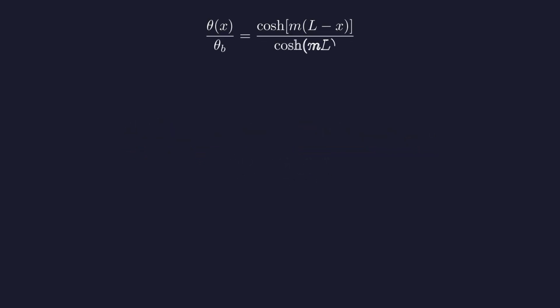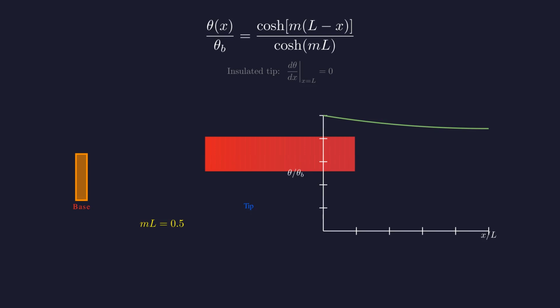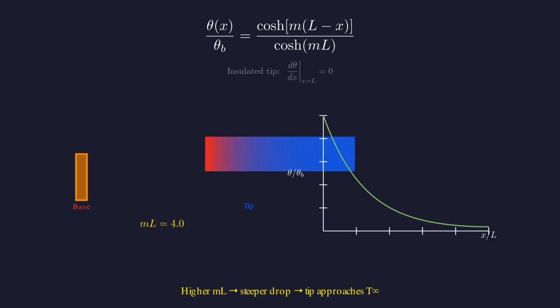With an insulated tip, the temperature profile is a ratio of cosh functions. Watch the split screen. On the left, the fin color updates live as we change mL. On the right, the temperature curve updates simultaneously. At low mL, the fin is nearly isothermal. Temperature barely drops. As mL increases to 2 and then 4, the drop becomes steep. The tip approaches the fluid temperature. The fin is doing maximum useful work.